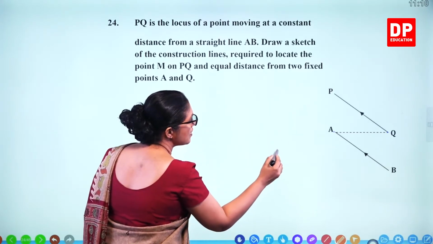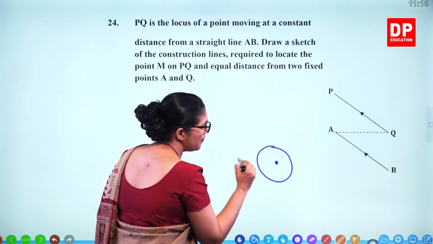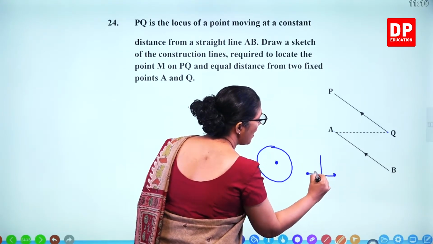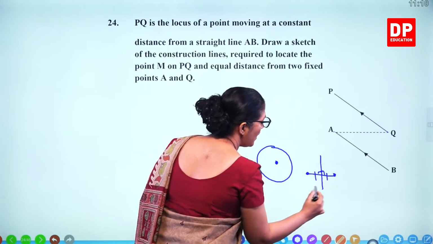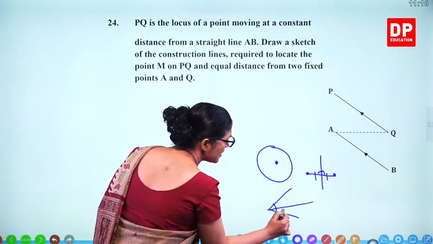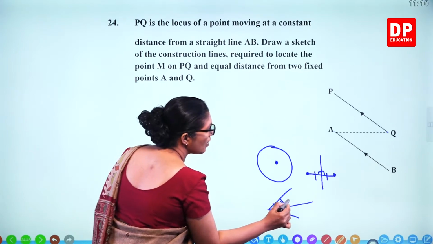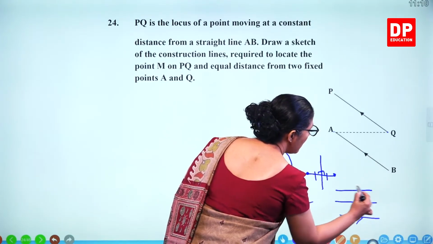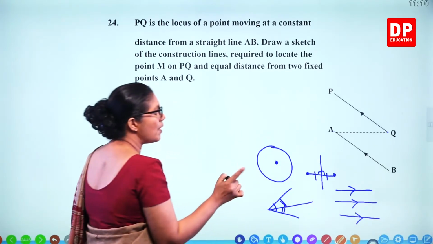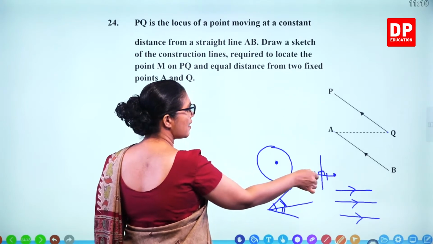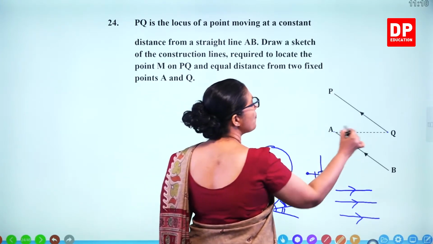The equidistance from a point is a circle. Equidistance from 2 points is a perpendicular bisector. And equidistance from 2 adjacent lines is an angle bisector. And equidistance from a line is a parallel line above and below. So already one is given, and you need to find out the second one, equidistance from 2 points.